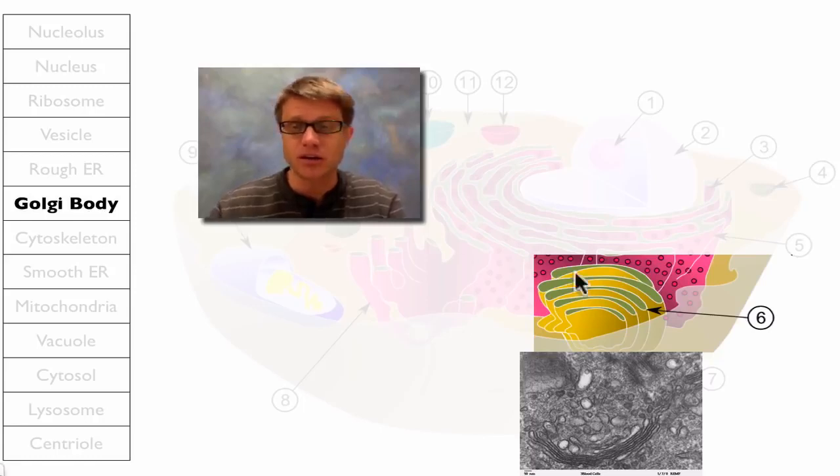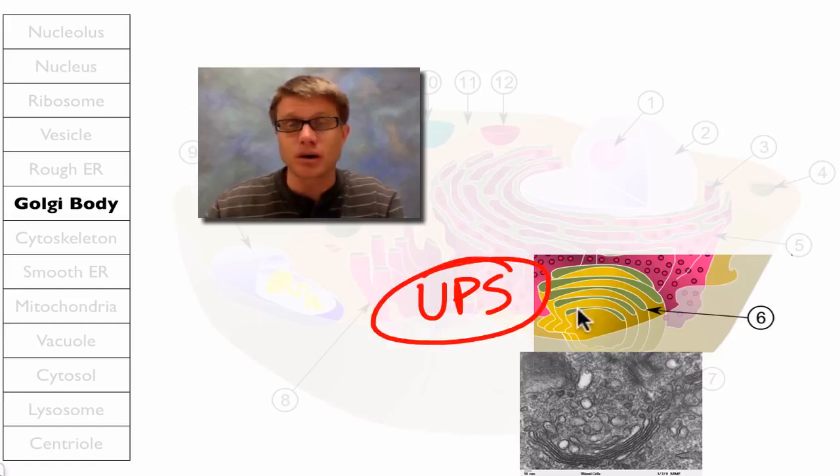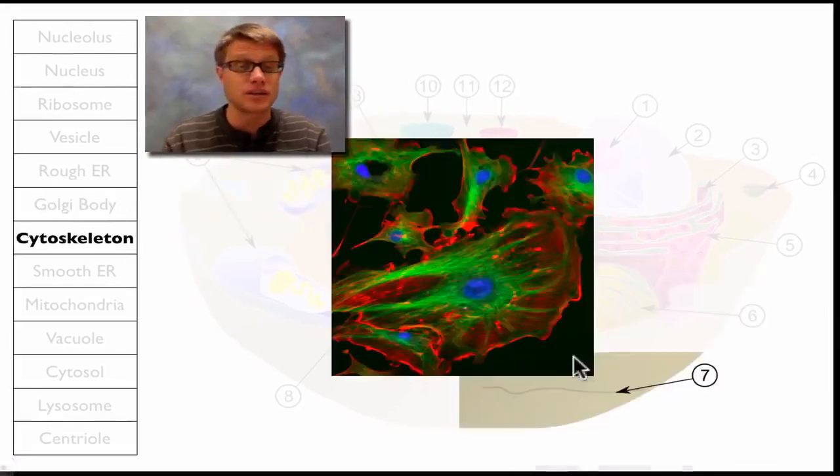So another way to think about that is it's like a UPS. In other words, it is a shipping part of the cell. Things come in as a transport vesicle, they're going to go out as a transport vesicle, and they're going to go where they need to go within the cell.